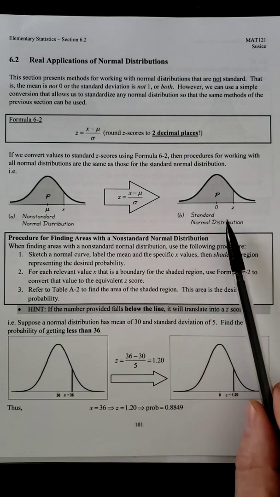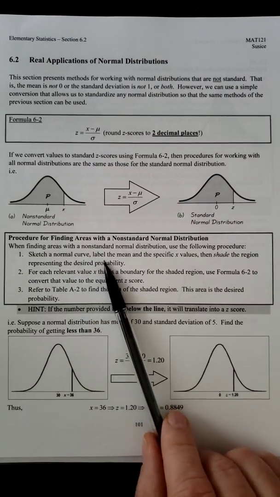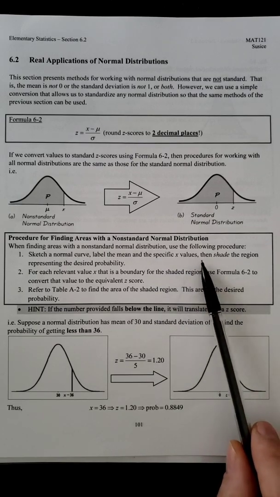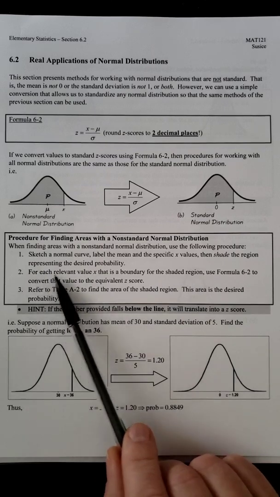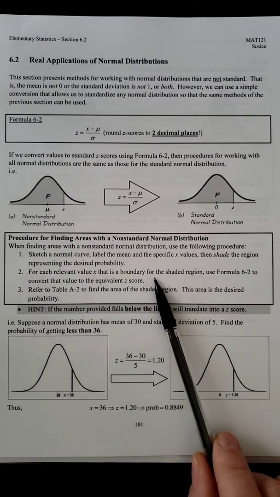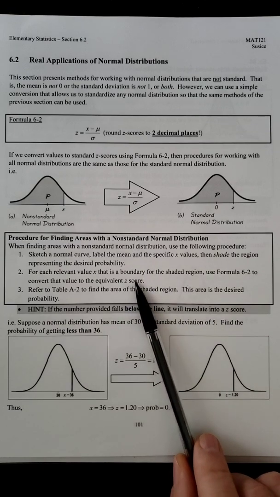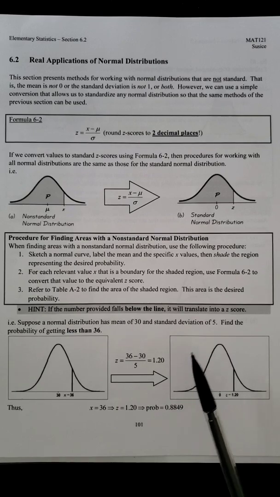So the steps are going to be to sketch this curve, obviously, again, label the mean and the specific x value or x values, and then shade the appropriate region. For each relevant x that is a boundary, we're going to use the z-score formula and change it to a z-score, and then we can use the table to find the area of the shaded region.